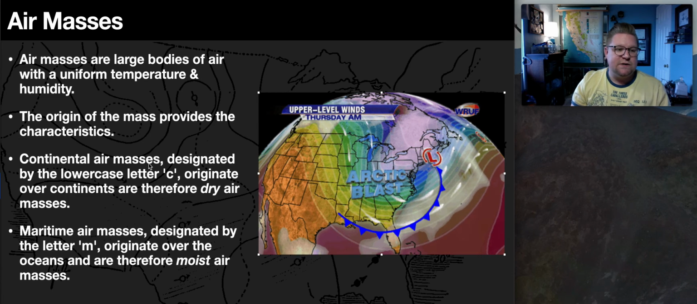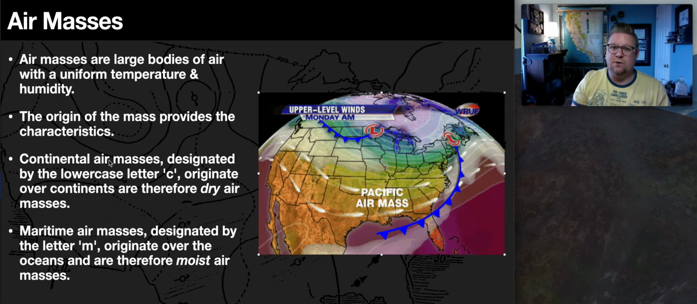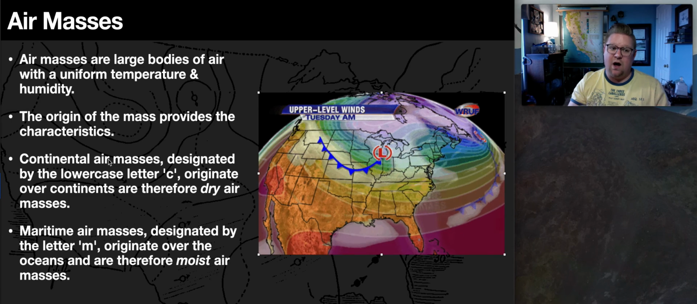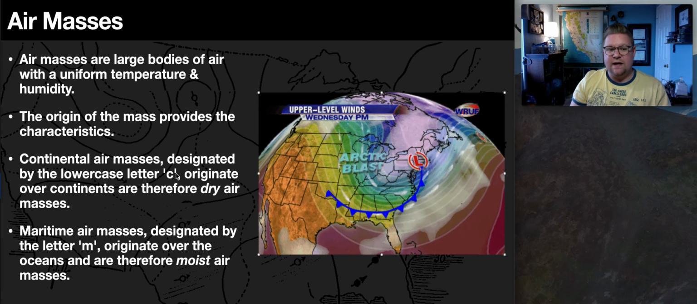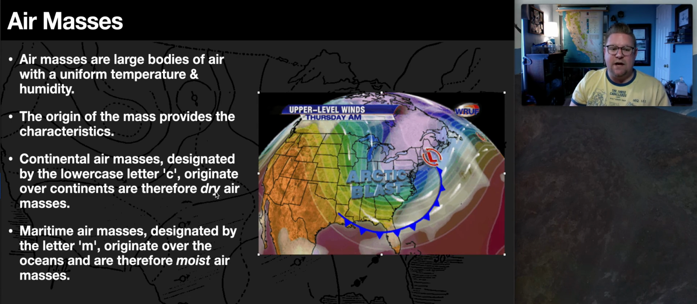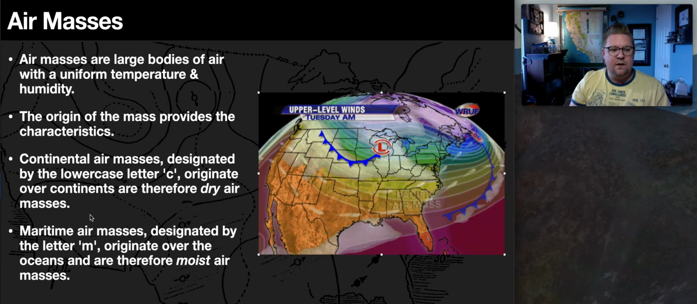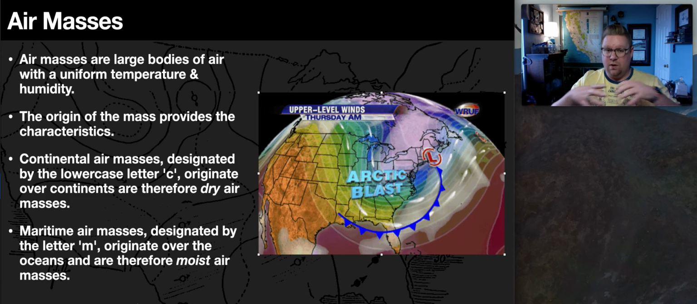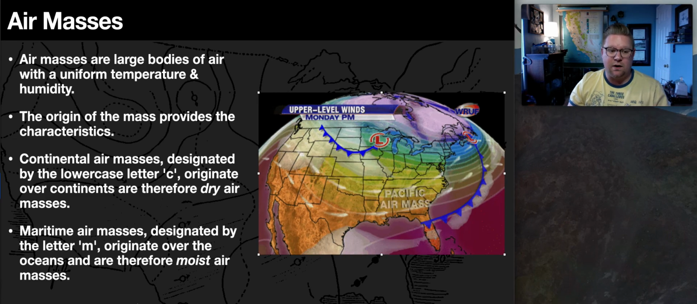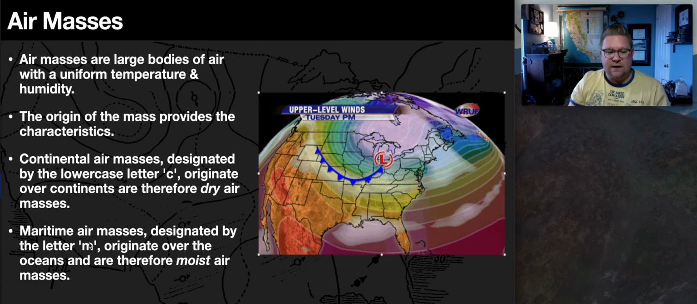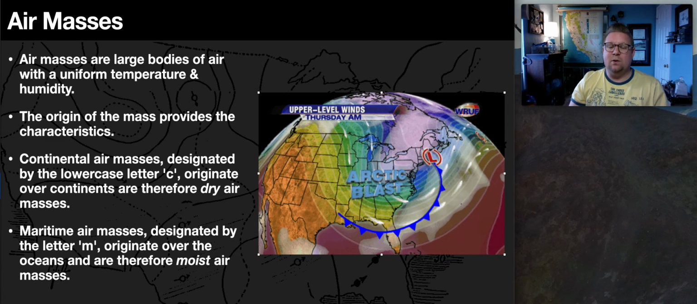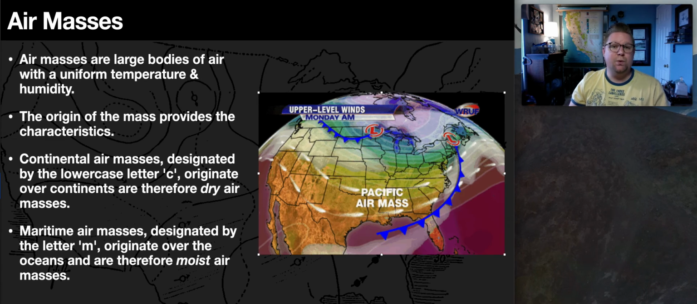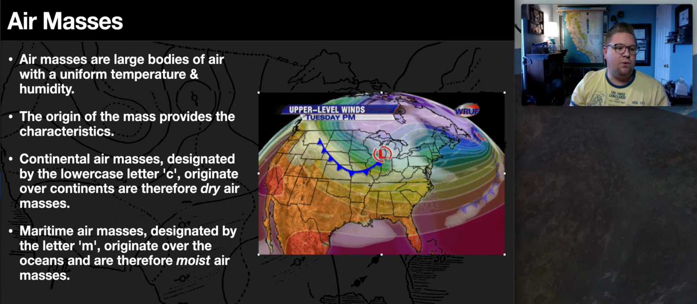So as we can see, continental air masses, or an air mass that develops on a continent, gets a lowercase c, which means it will be a drier air mass. Maritime air masses, which are air masses that develop over the ocean or large bodies of water, are given the lowercase letter of m, meaning that it will be moist air. So this really makes a difference between dry and moist air.